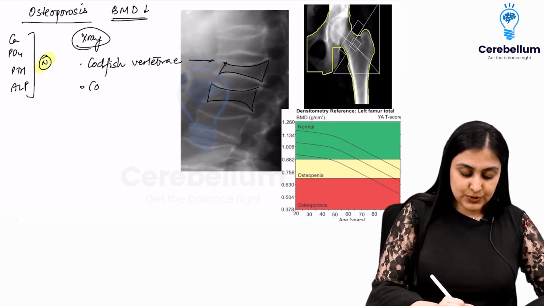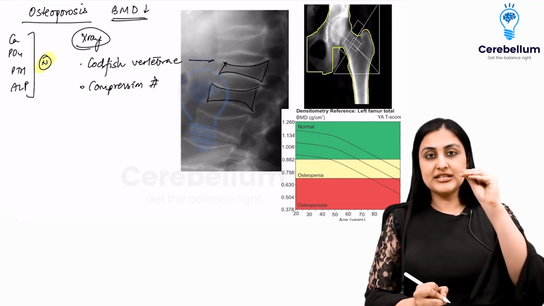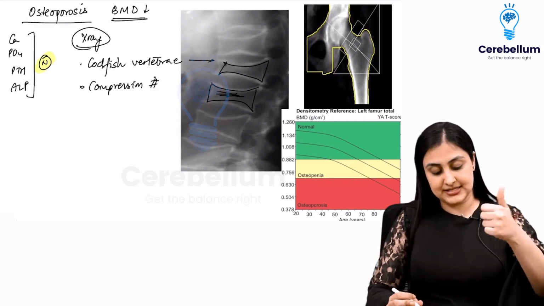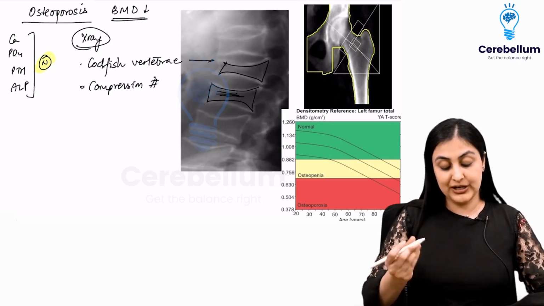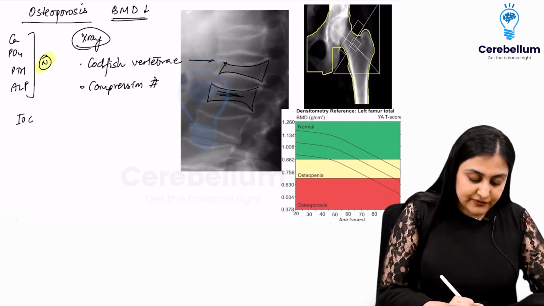In rare cases, you can also have a compression fracture. Because of the axial load, these fractures can happen wherein the spine or the vertebra is compressed. So we can have codfish vertebrae or compression fractures here. What is the investigation of choice?